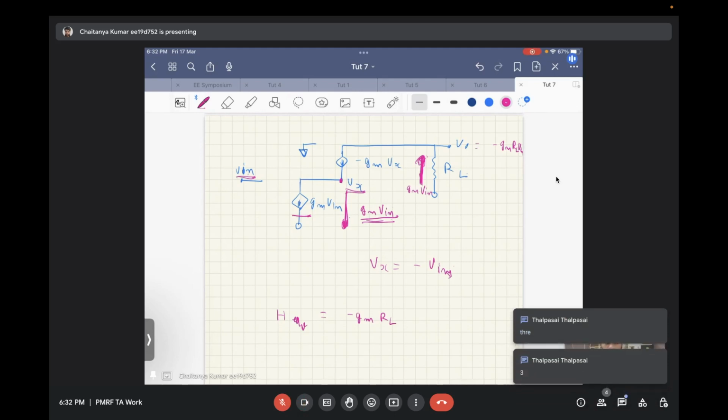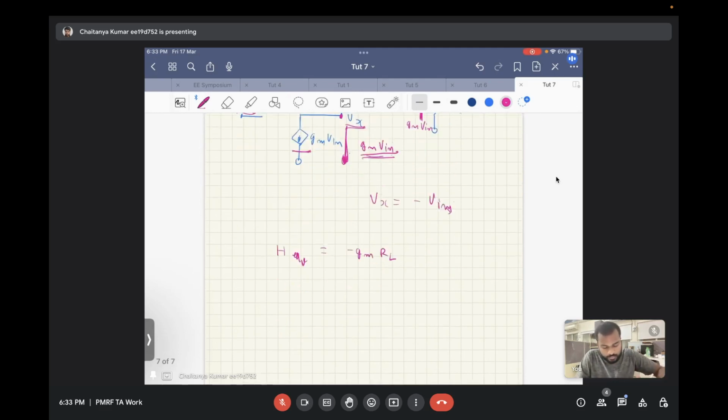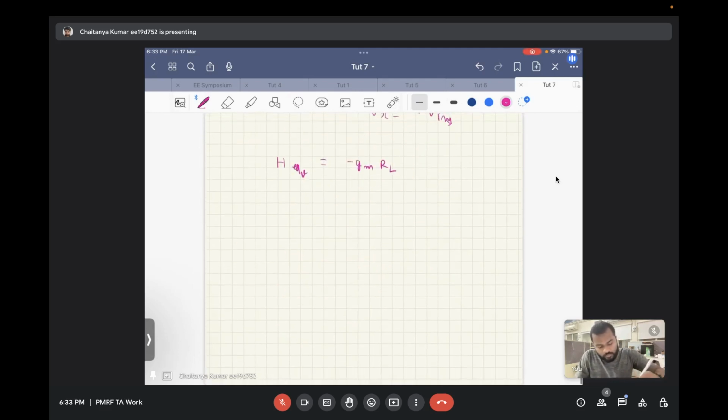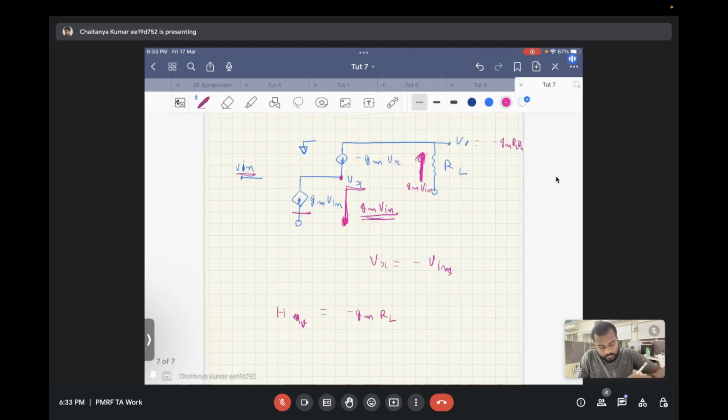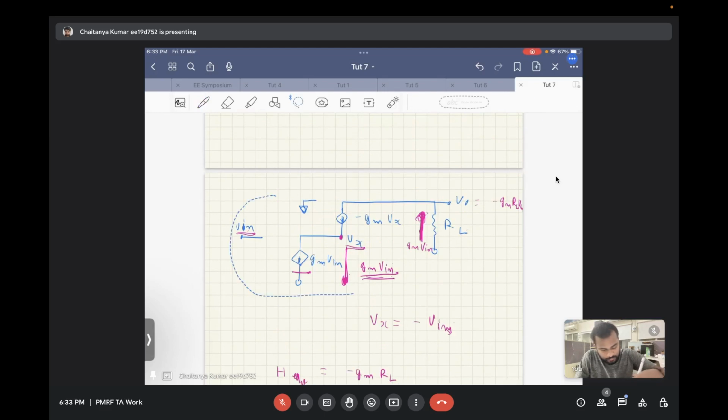Yeah, there will be three noise sources, two from the transistor. One is the input transistor, the other is the cascode transistor. So we will see how to find the noise from each of the transistors. First of all, we will go for the input transistor. So I will copy this circuit.